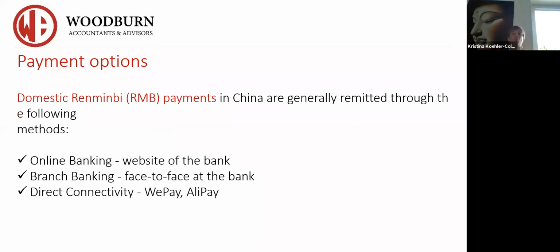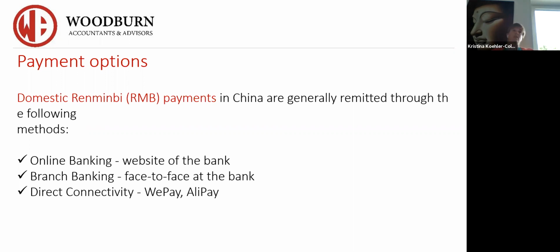Payment options, which is also really important, particularly today when nobody can travel on the ground to operate their accounts. Unless, of course, you appoint local staff to operate your bank account. But domestic renminbi payments in China are generally transacted through online banking, the website of the bank, branch banking, face-to-face at the bank, or through WePay, Alipay type of apps.